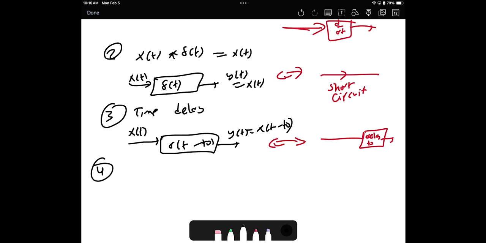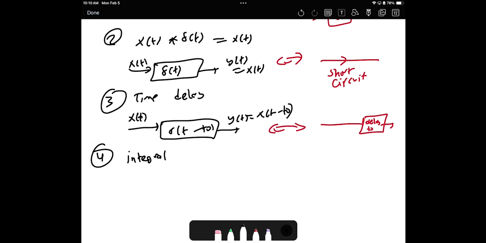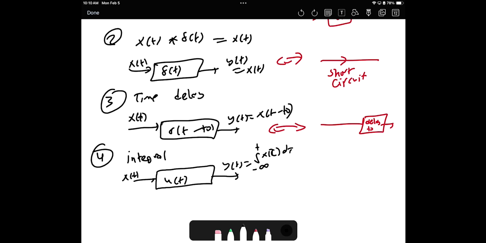Number 4. We have done differentiation and delay, now integration. So the integral, by using u of t, we have x of t here, then u of t here, and here is y of t, which is the integral from negative infinity to t of x of tau d tau. So this is the ideal integrator, that will be the integral.